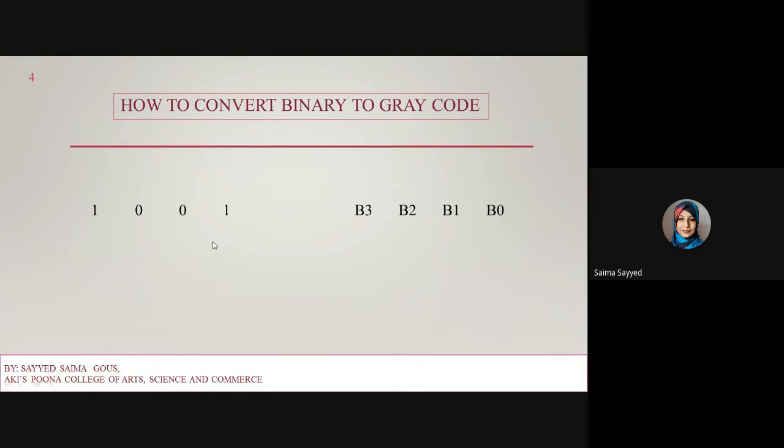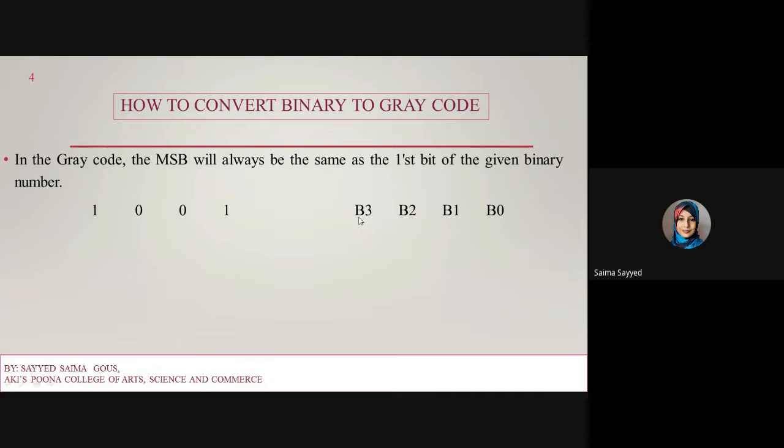Suppose I have a 4-bit binary number 1001, that is B3, B2, B1 and B0. We have to convert it into the equivalent gray code. The first rule is that the MSB will always be the same as the first bit of the given binary number. This is my first bit, the most significant bit of the binary number. So in gray code, the first bit will be the same.